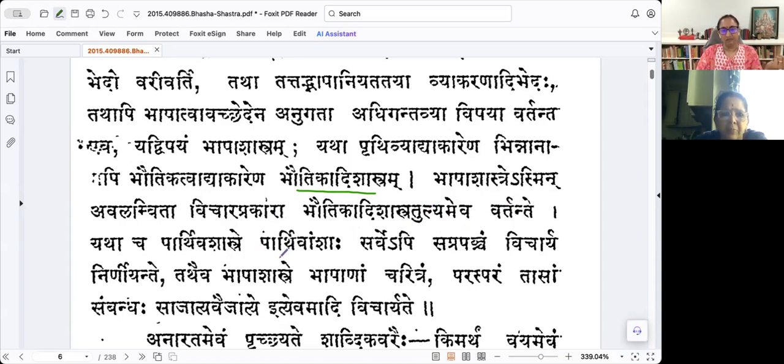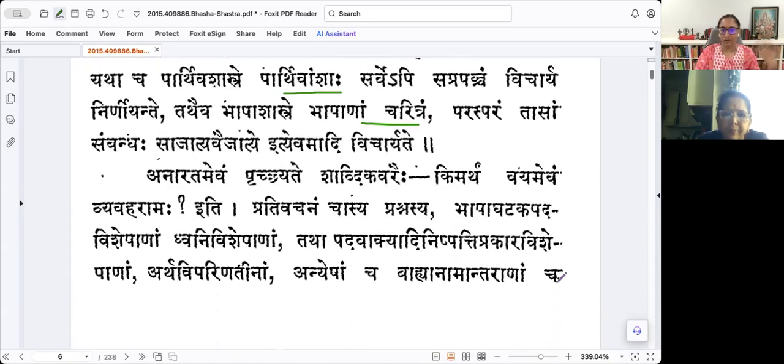Yatha cha parthiva-shastre parthivamshah sarve api saprapancham vicharya nirniyante. If we are trying to look at geology, we have to look at every little aspect connected with Parthiva Shastra, that is, analyzing the earth. In the same way, we have to look at every single element in a bhasha. Tathaiva bhasha-shastre bhashanam charitram parasparam tasam sambandhah, sajatya-vaijatye: sajatyam, which are all similar, vaijatyam, which are all dissimilar, ityevamadi vicharyate. We have to analyze all of these.